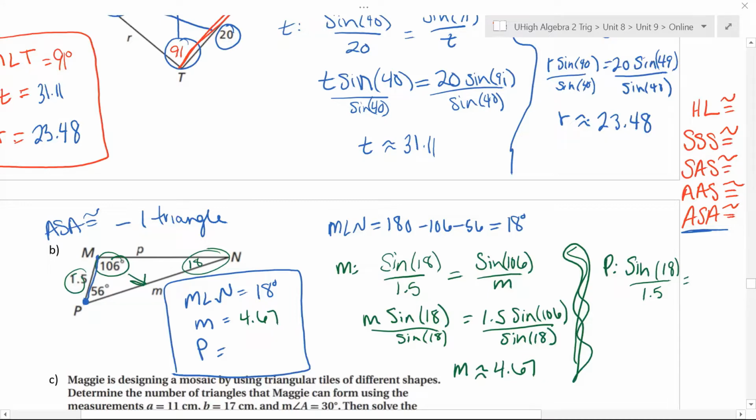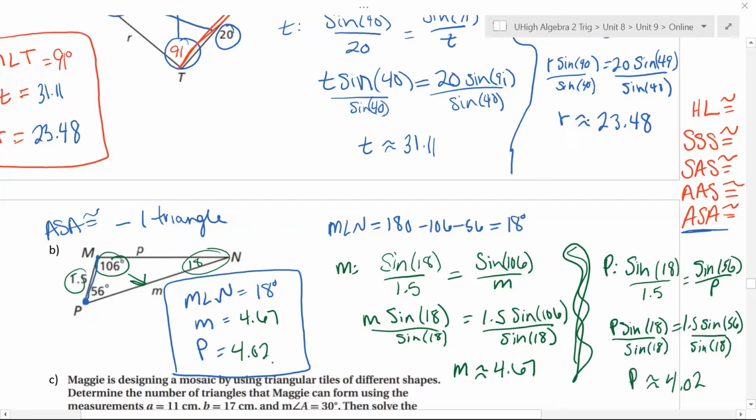So now if I'm solving for P, I want to do the sine of angle P, which is 56 degrees, over P. I'm going to do my cross products. So P times the sine of 18 equals 1.5 times the sine of 56. Divide both sides by the sine of 18. And when I solve, I'm going to get that P is approximately 4.02.